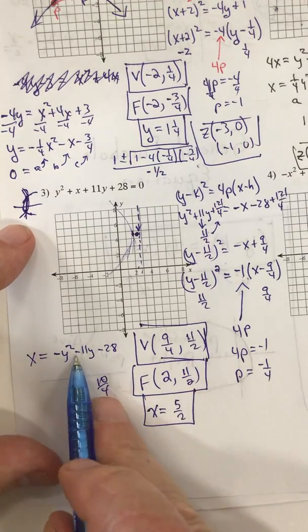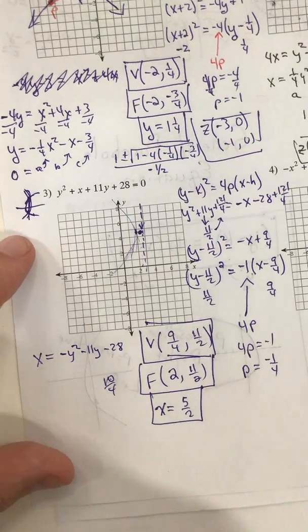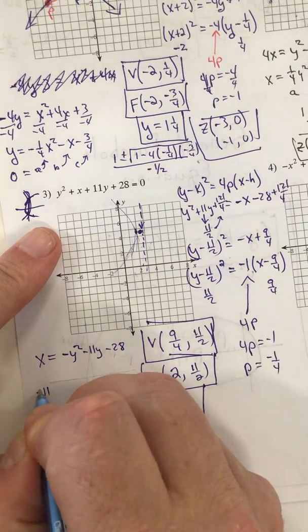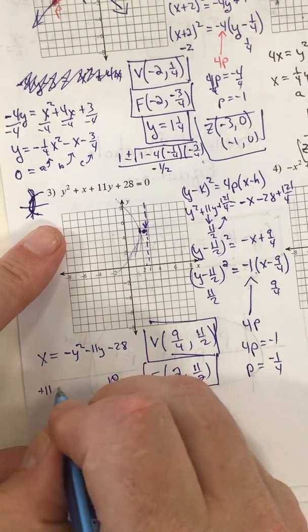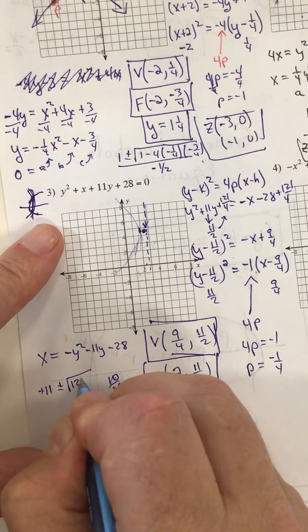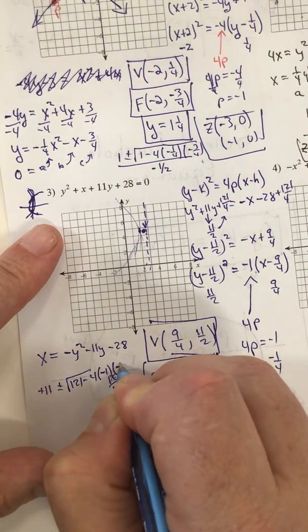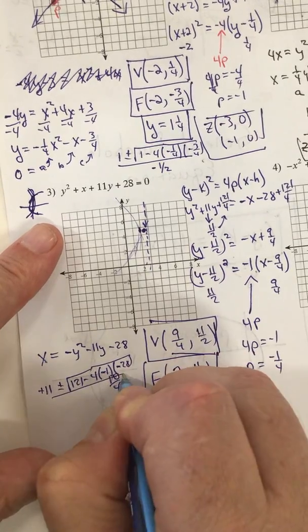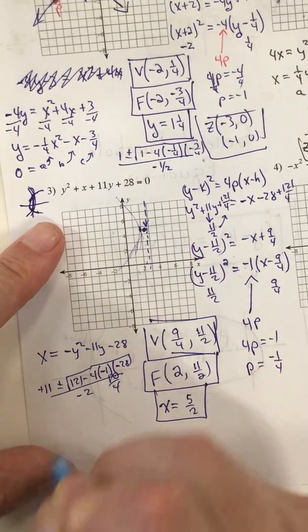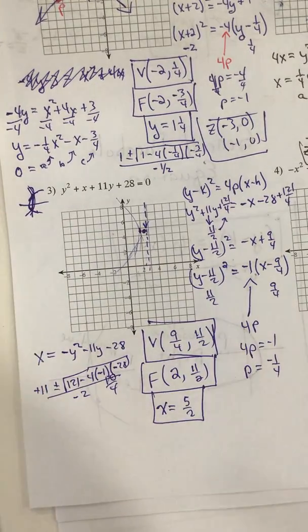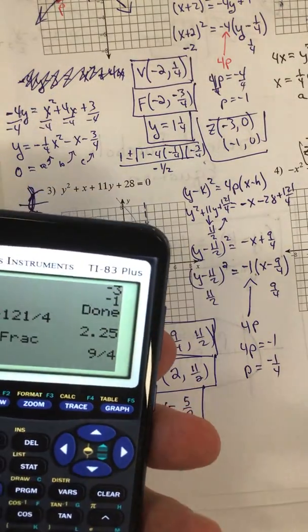Okay, there's the a, b, and c. So -11, so there'll be negative b, so there'll be positive 11, plus or minus 11 squared, minus 4 times a times c, all over 2 times a, so -2. So I need to get this number, 121 minus all that. I'll just use my calculator and type it straight in.